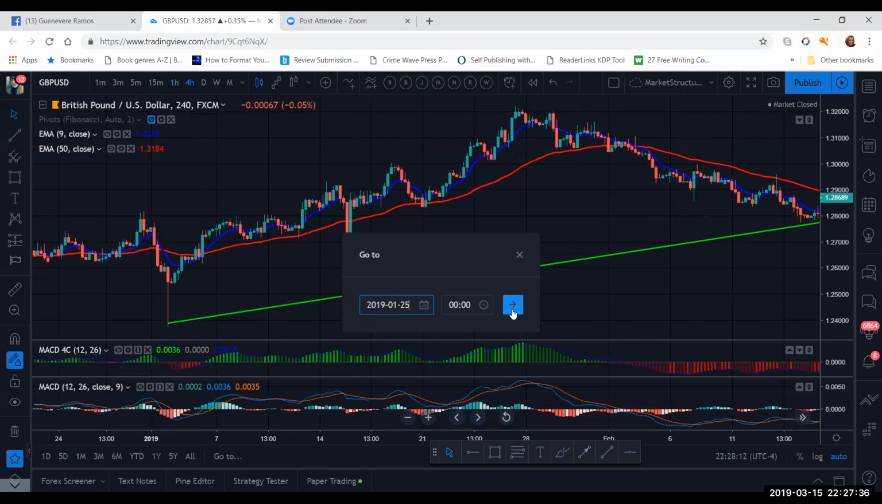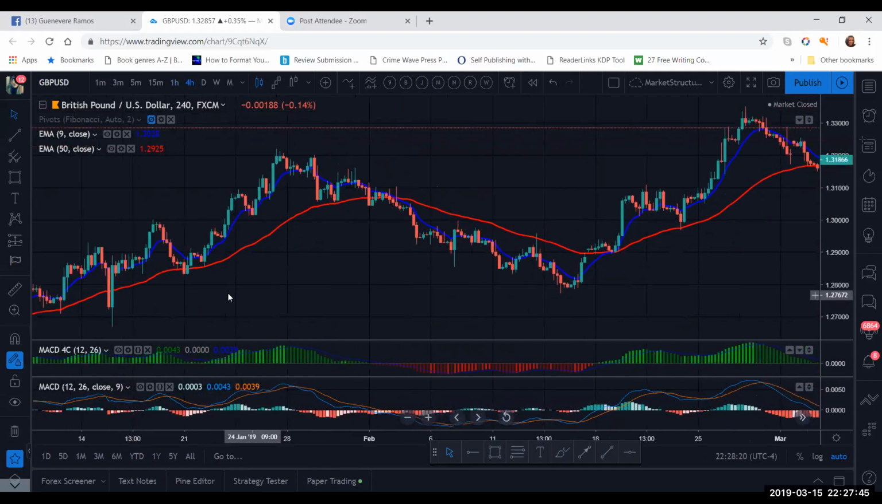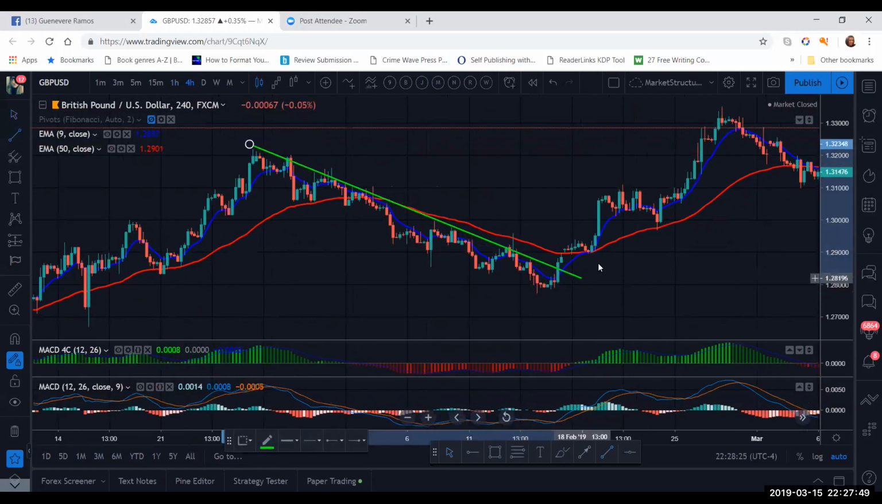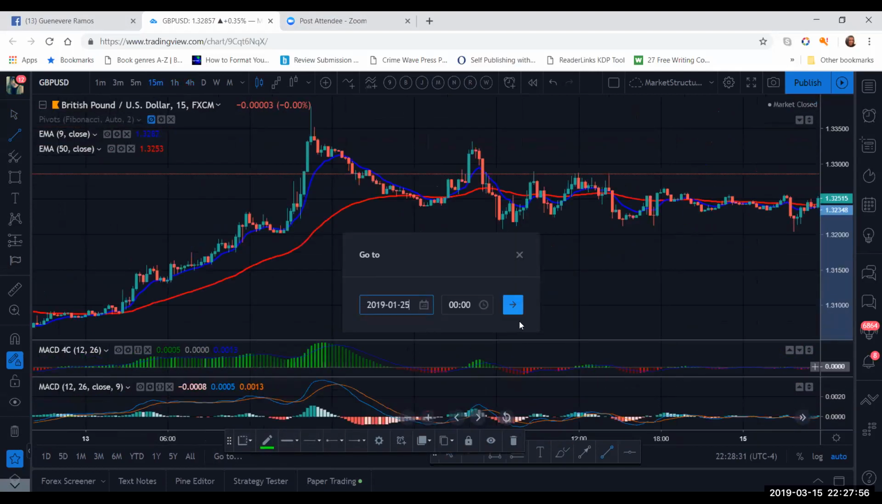Let's go back to that area and find that zone we were in. I thought I had taken everything off, but I guess I didn't. All right. This is the little sell area I think we had identified right here. All right. Let's take it back to M15 and go back to that date.